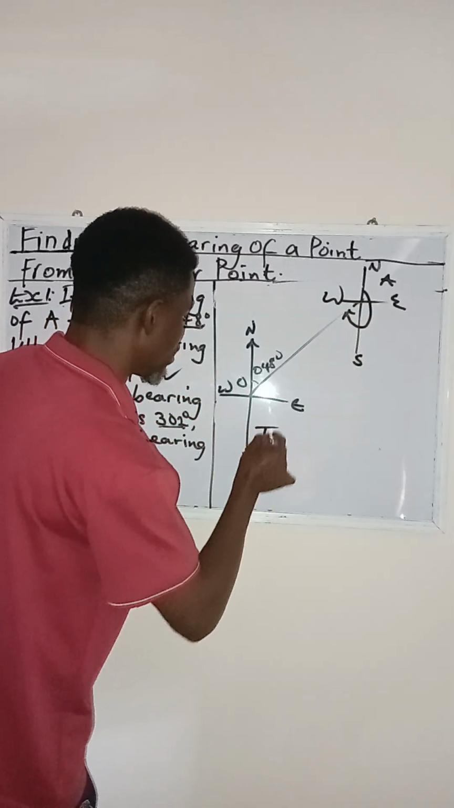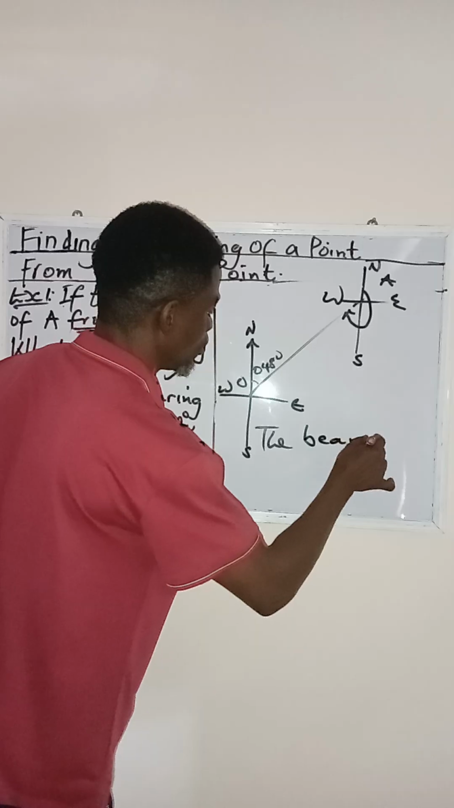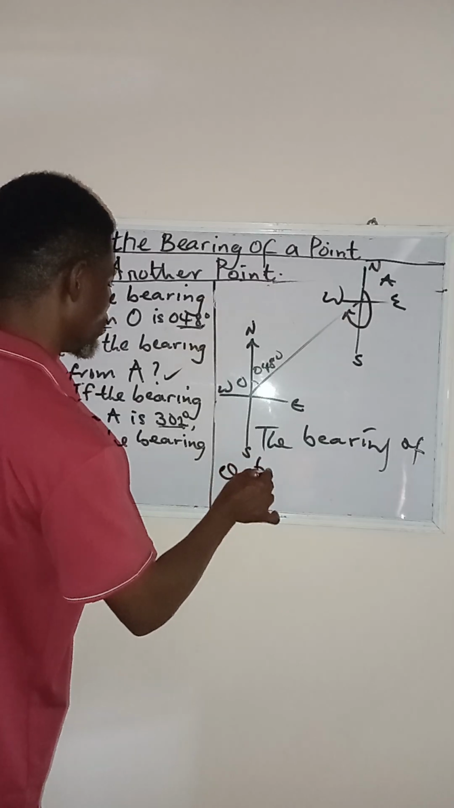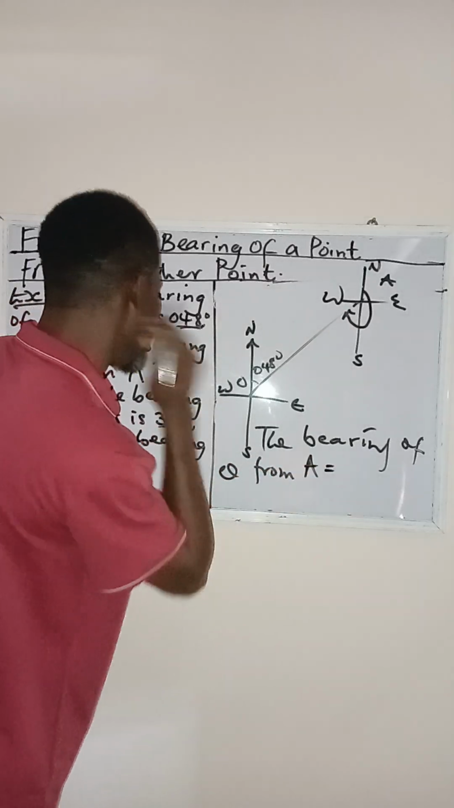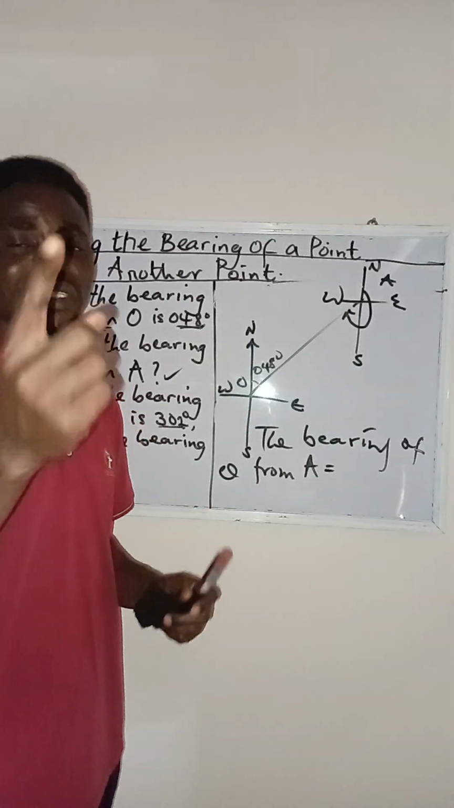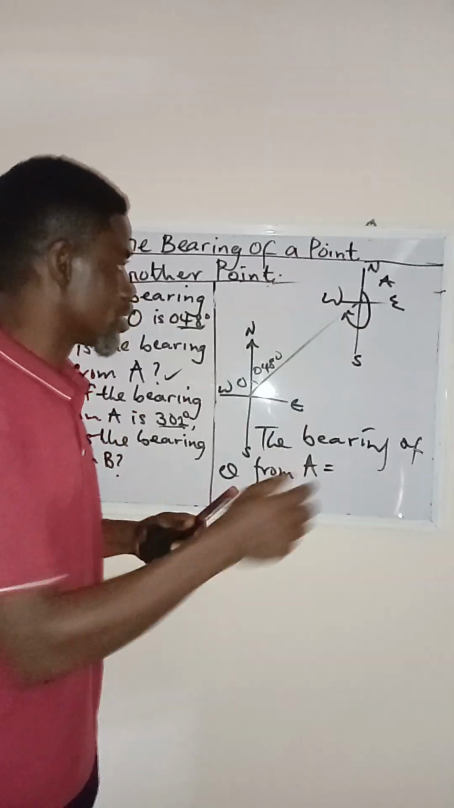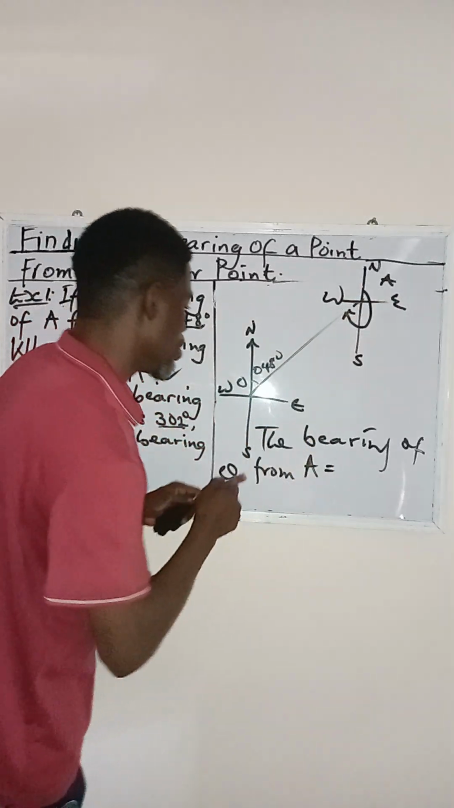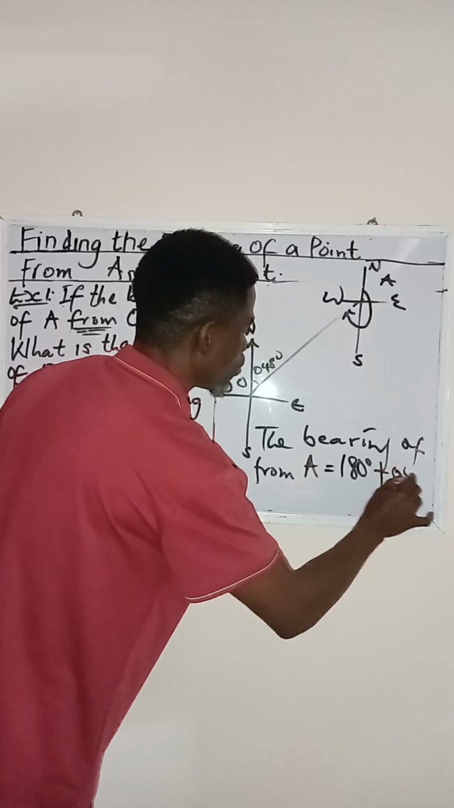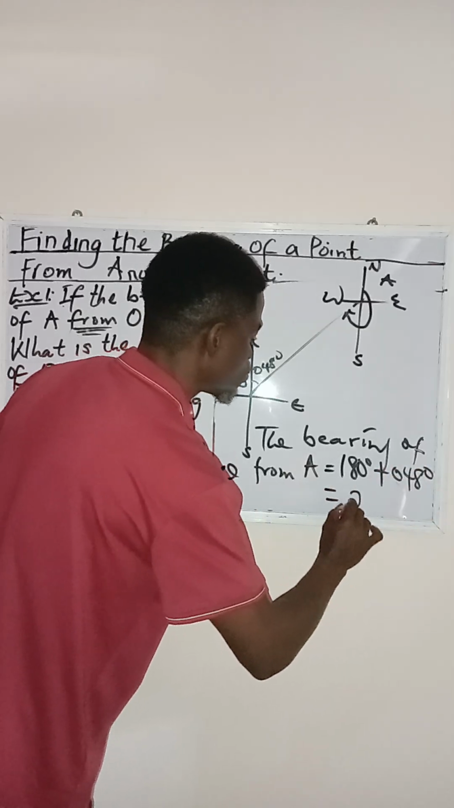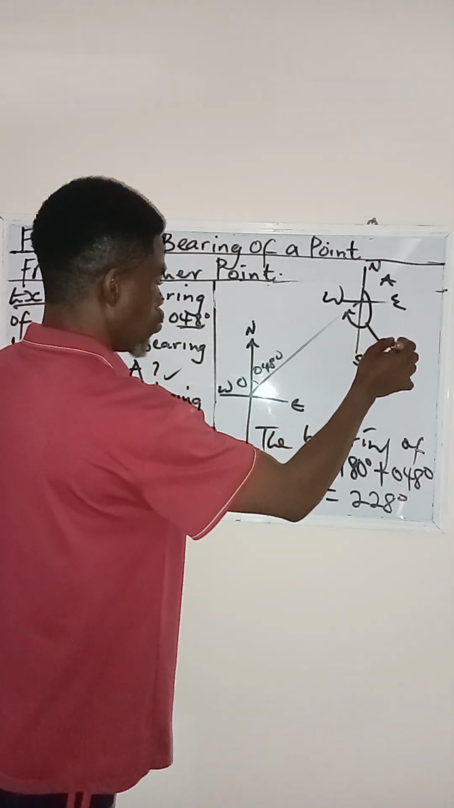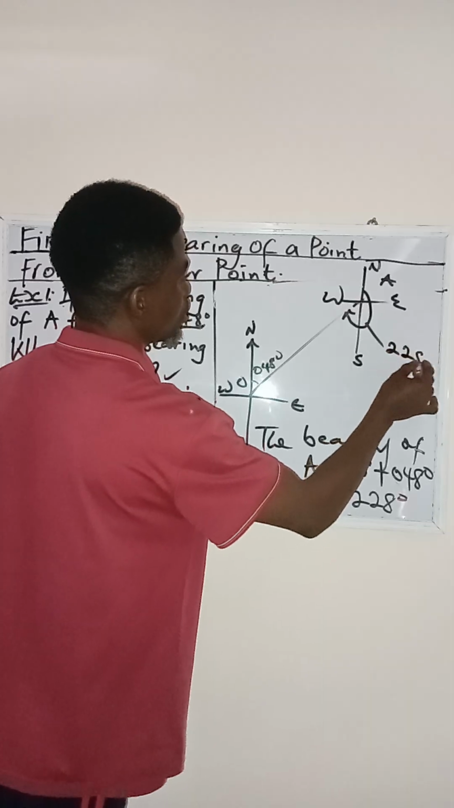So therefore, the bearing of O from A is going to give you, as I told you, anytime you are given an angle and the angle is less than 180, just add 180 degrees to get the back bearing. So you are going to have 180 degrees plus 48 degrees. This gives you 228 degrees. So that is the bearing of O from A: 228 degrees.